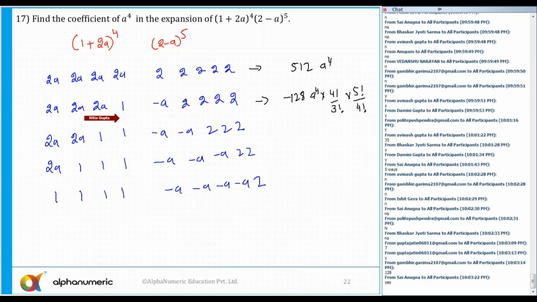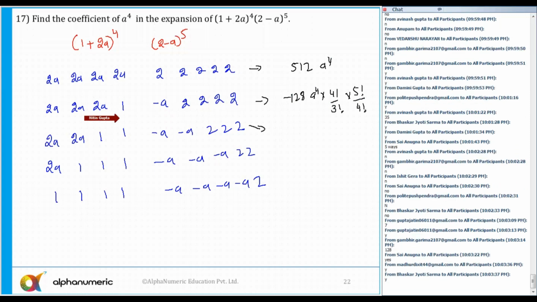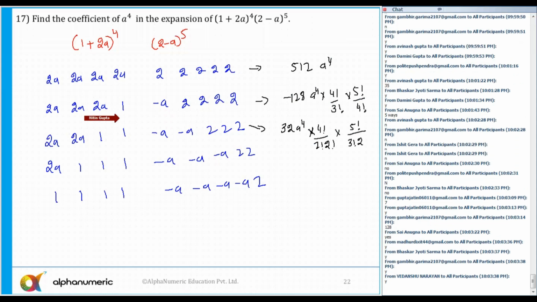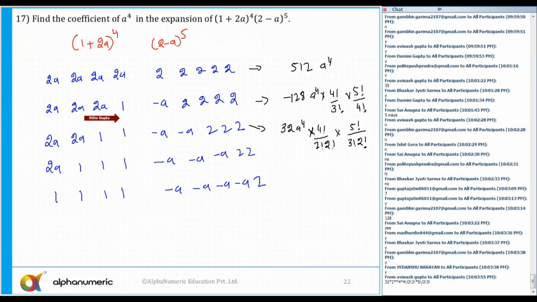The second part, second case, please tell me. Third, 2 raised to power 5. But here the product will be positive. So that is 32 a raised to power 4. Arrangement of the first group, factorial 4 by factorial 2 into factorial 2. And the arrangement of the second group is factorial 5 by factorial 3 into factorial 2.